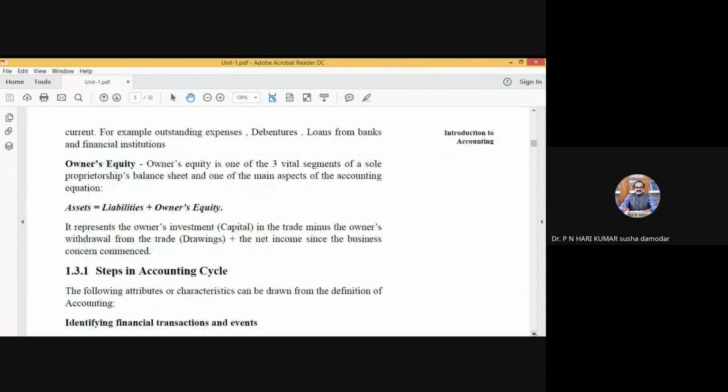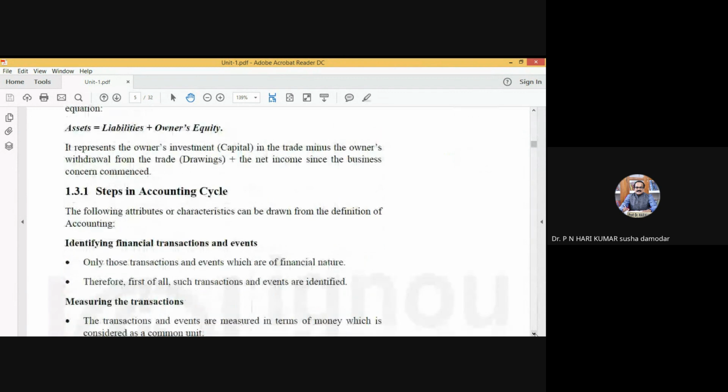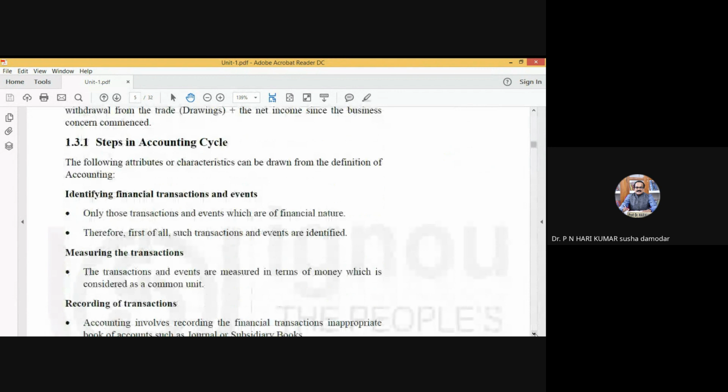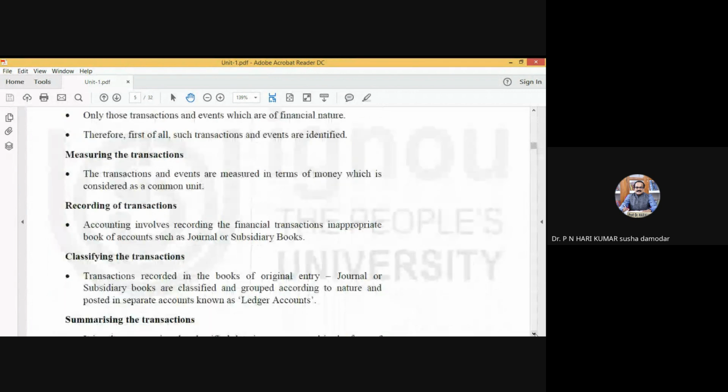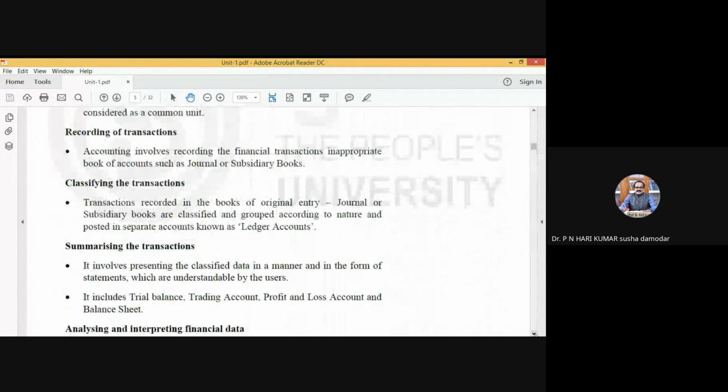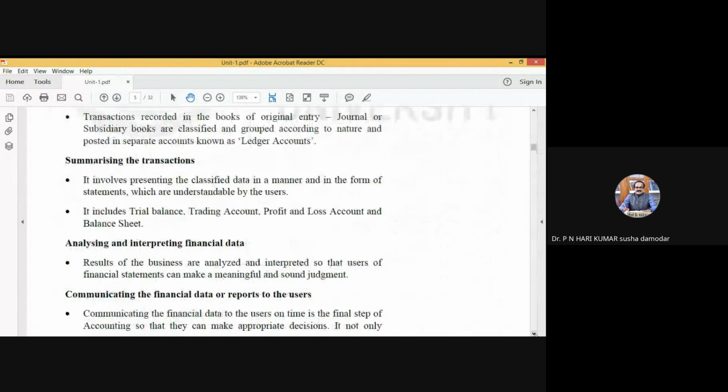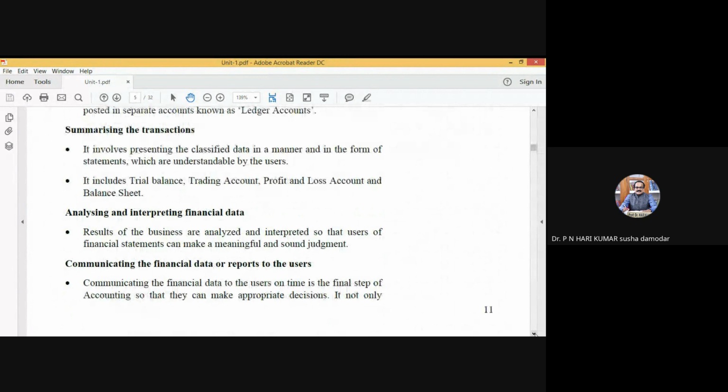Then steps in the accounting cycle, next section. Identifying financial transactions. Even the definition of accounting clearly mentions identification of different financial transactions. Financial transaction means cash transaction, otherwise called economic events. Then measuring the transaction, recording it, classifying it, summarizing it, analyzing and interpreting the financial data, and finally communicating such a result.